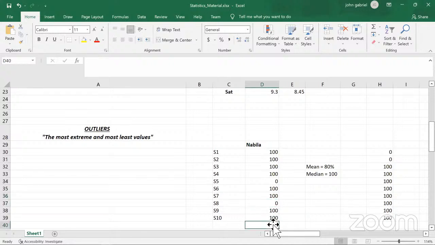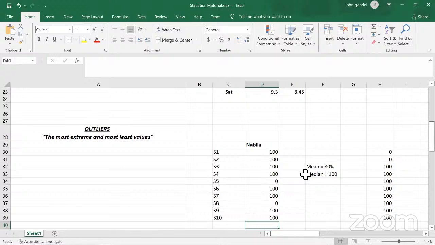Now I want to know the average marks scored by Nabila, which is nothing but the simple average. 100 plus 100, the total of ten hundreds, divided by 10. Two values are 0, so the mean, or the simple average, is nothing but 80%.